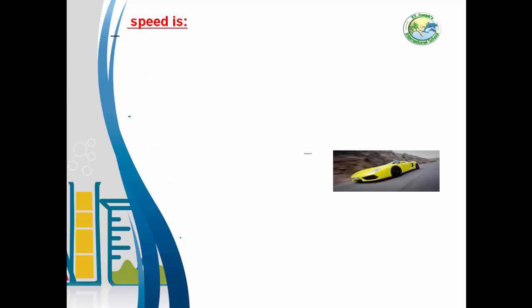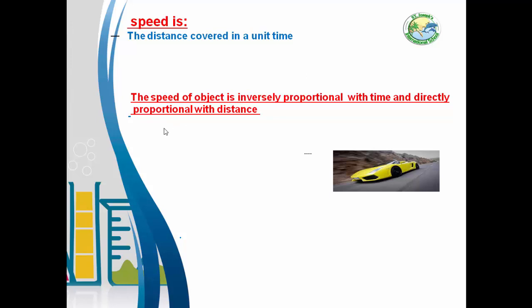So now we can identify speed. Speed is the distance covered by an object in a unit time. Unit time may be second or hour, and the distance measuring unit is kilometer or meter. So again, speed is distance covered by an object in a unit time. We can also say that speed equals distance divided by time.